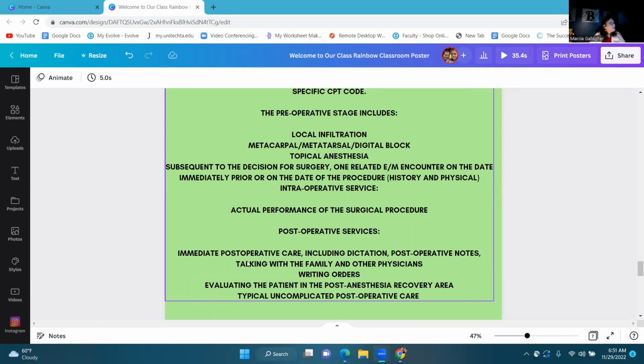Postoperative services is immediate postoperative care, including dictation, postoperative notes, and talking with the family and other physicians. So when you're in the room recuperating right after surgery, that's included in your surgical package. You're not going to be charged separately for that. Also included in your surgical package is writing orders, evaluating the patient in the post-anesthesia recovery area, and typically uncomplicated postoperative care.